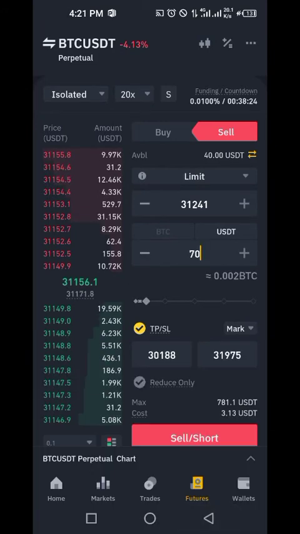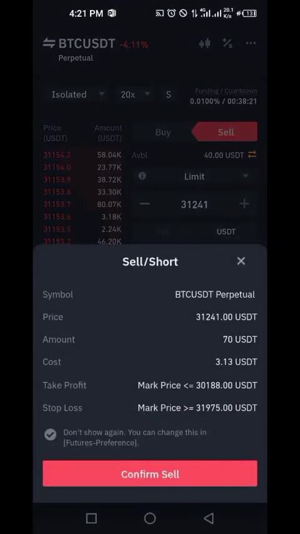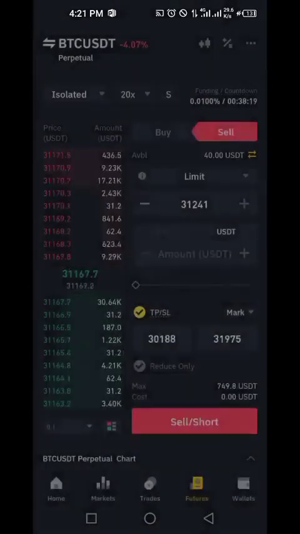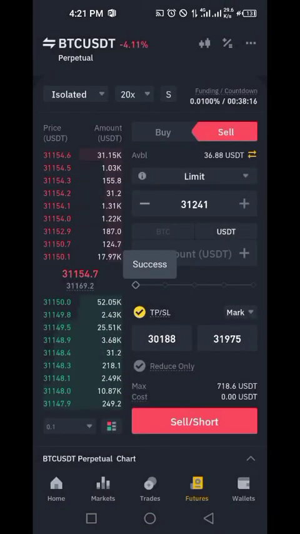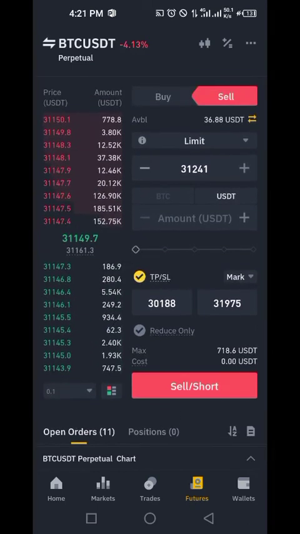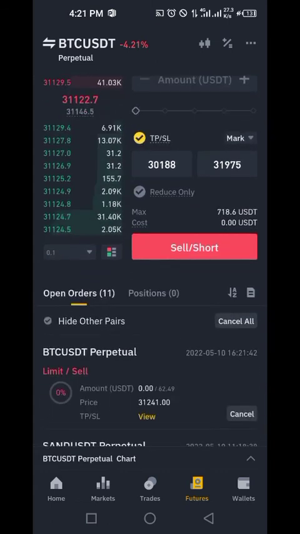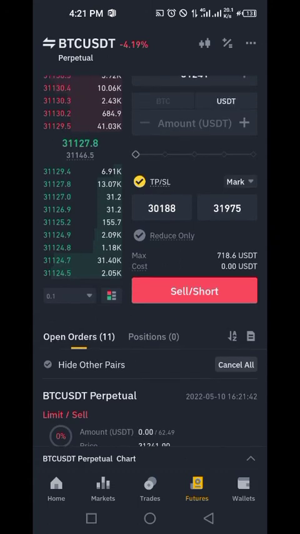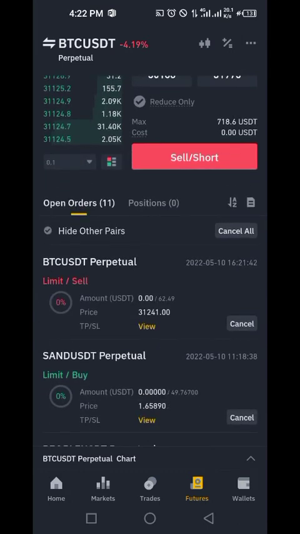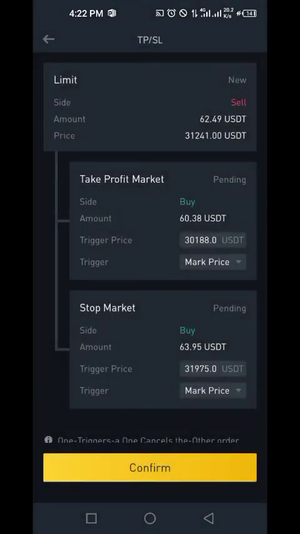So 70, and I click on sell. So when I click on sell, now I've opened. Can you see that my balance reduced? So if the price here, 31,131, hits 31,241, merely hits that place, it will open the trade directly. But if it keeps on going up and it touches this stop loss that I input, the stop loss of 31,975, it will close it with the loss of $1.5. And if it hits the take profit, it will close it.